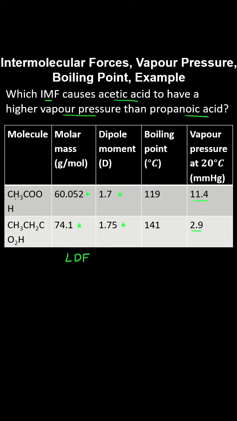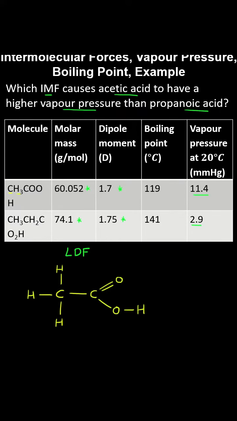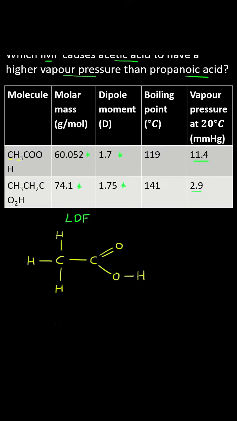And for clarity, we can draw these molecules. For acetic acid, we have CH3, and the carbons are bonded to each other, and then we have an oxygen with another oxygen bonded to a hydrogen. And for propanoic acid, again we draw the carbons bonded to each other, and then we have H3 around one carbon, and then H2 around another, and then we have two oxygens and a hydrogen.